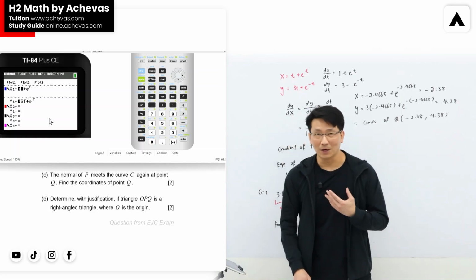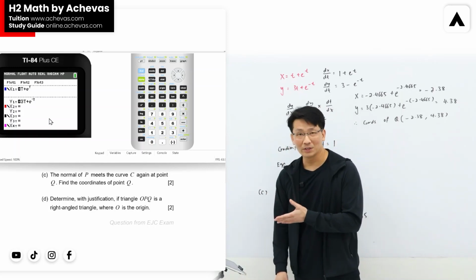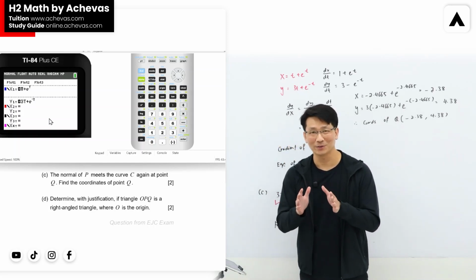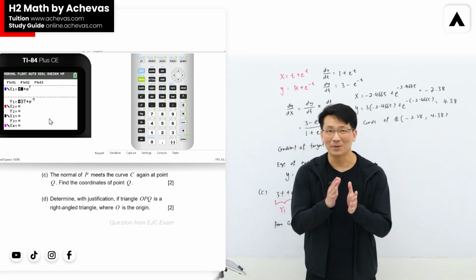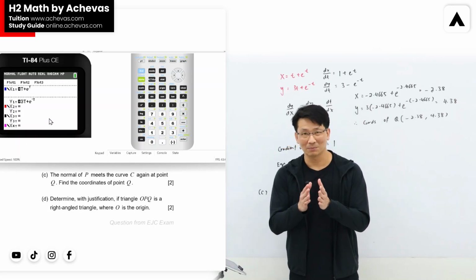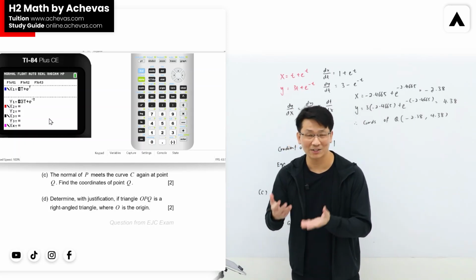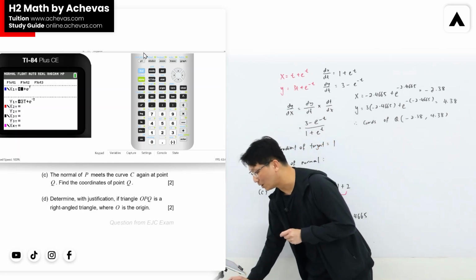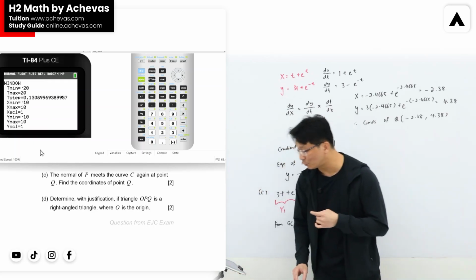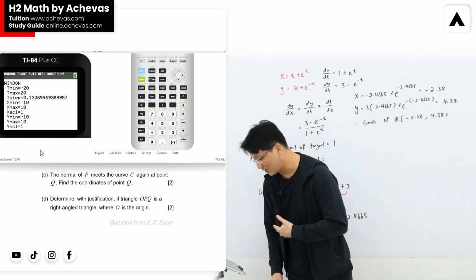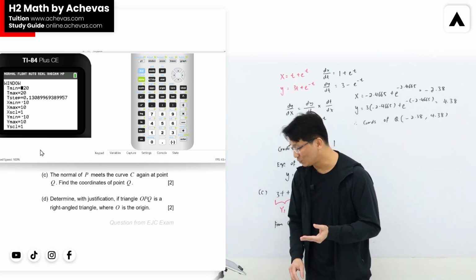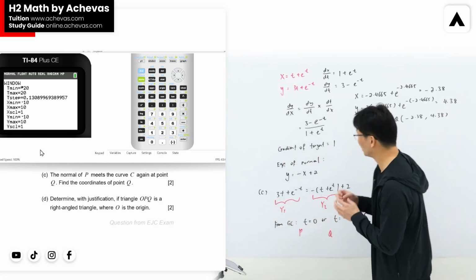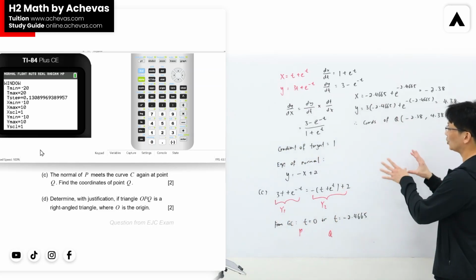But when we are using our parametric mode for this part, we have to remind ourselves that it's very crucial to change the window settings, because by default, the t minimum is 0 and the t maximum is 2 pi. If we just sketch this, it will not display the entire curve properly. So we are going to change our window settings. I'm going to put my t minimum to be minus 20, t maximum to be 20. This will be enough for the GC to generate a graph to display most of the features already.